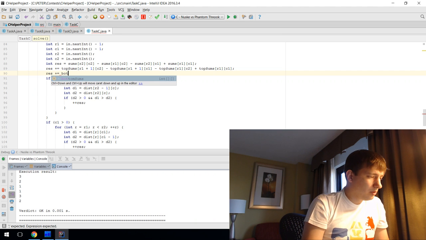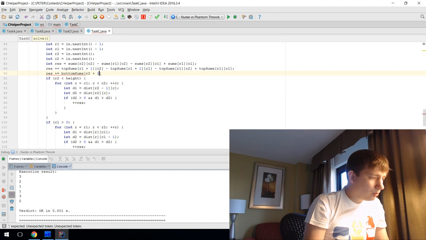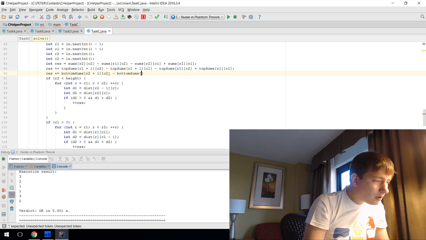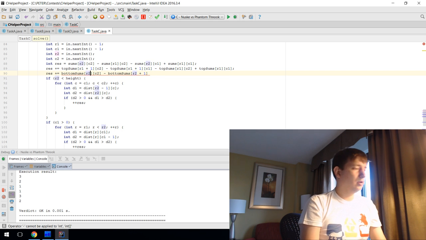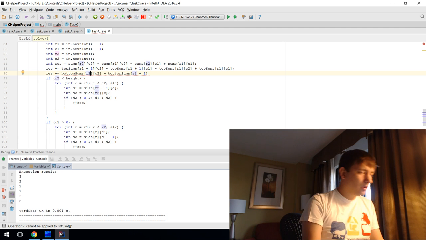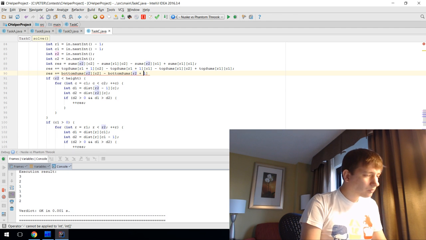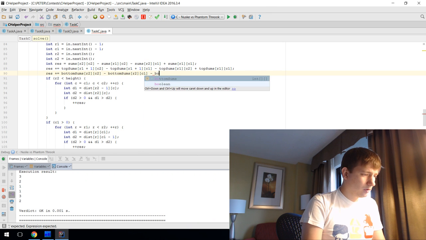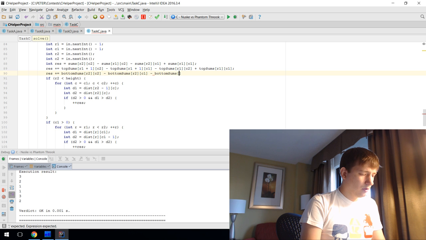Then we do bottom sums the same but with R2. Oh no, with R2 minus 1, right? So yes, yes, R2 bottom sums R2 C1 minus bottom sums R2 minus 1 C2 plus bottom sums R2 minus 1 C1.